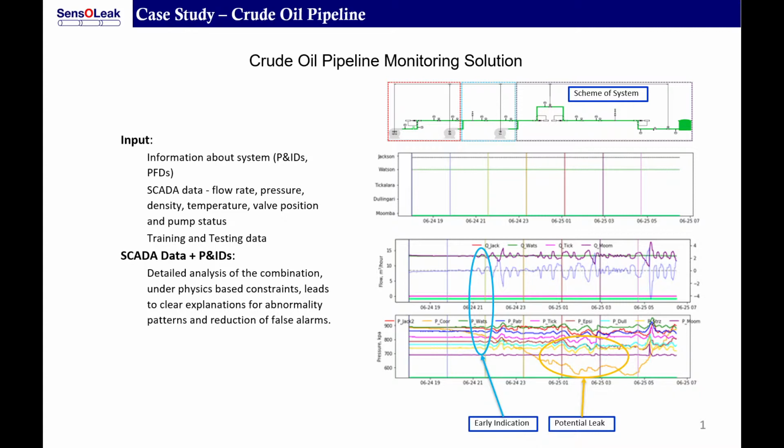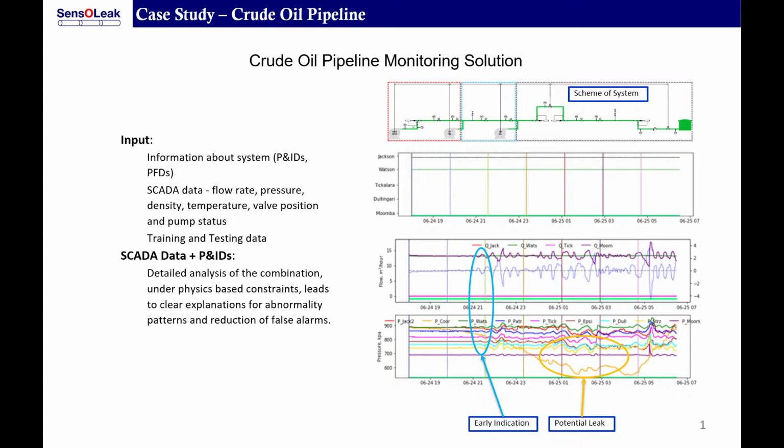This is a case study for a crude oil pipeline client that we have. In the data set we obtained from them, there are a number of different data points: flow rates, pressures, densities, temperatures, and valve statuses from their SCADA system. It also contained a period of normalcy, basically normal operating conditions for this pipeline, and another period where they had some anomalies.